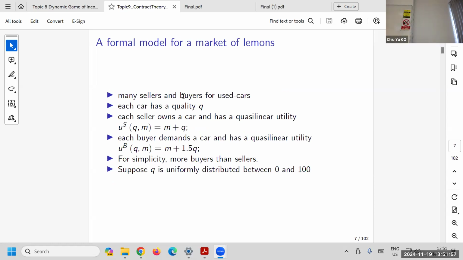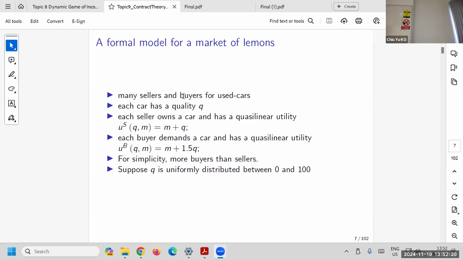So let us make a formal model, because so far we have only numbers. So we have many sellers and many buyers, right? Each car has quality Q. The seller values it at Q. The buyer values it at 1.5 Q. And Q is uniformly distributed from 0 to 100.